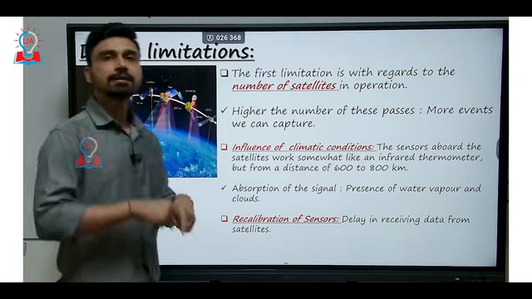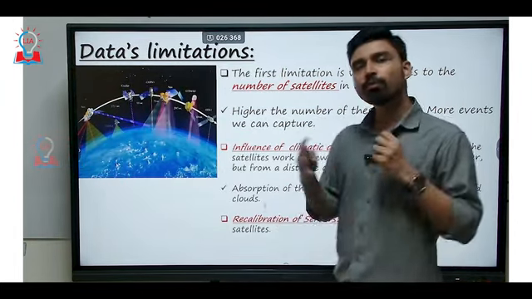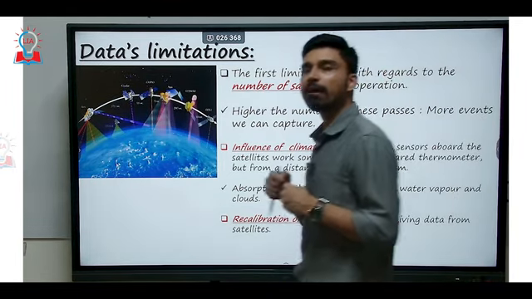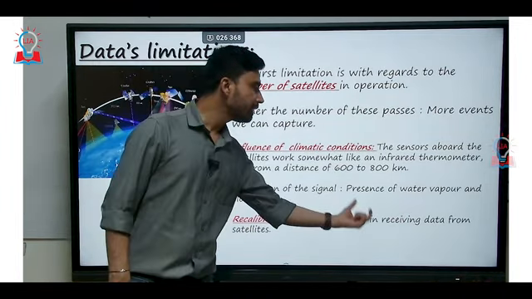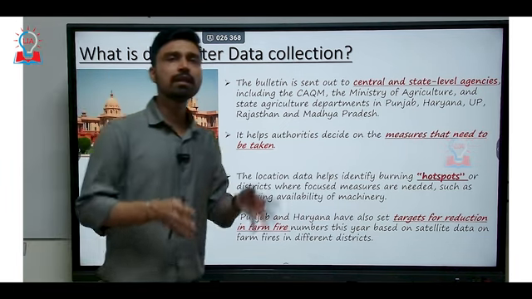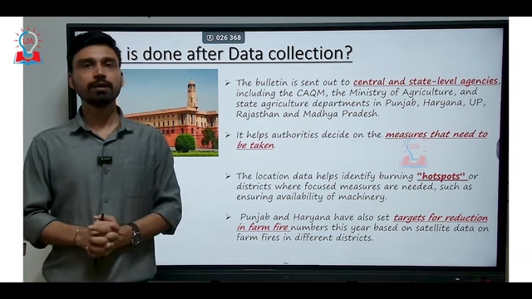Next, satellites are a mechanical system, with a lot of sensors and a lot of parts. So many times the need arises where the sensors have to be recalibrated, and this recalibration of sensors also causes delay in receiving data from the satellites. So these are the major limitations that IARI has to face in the collection of farm fire data.